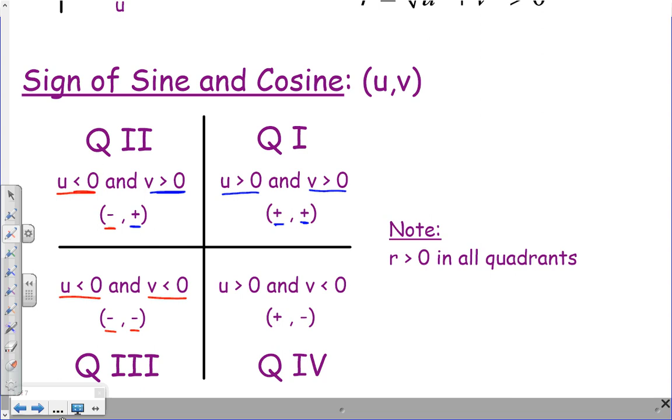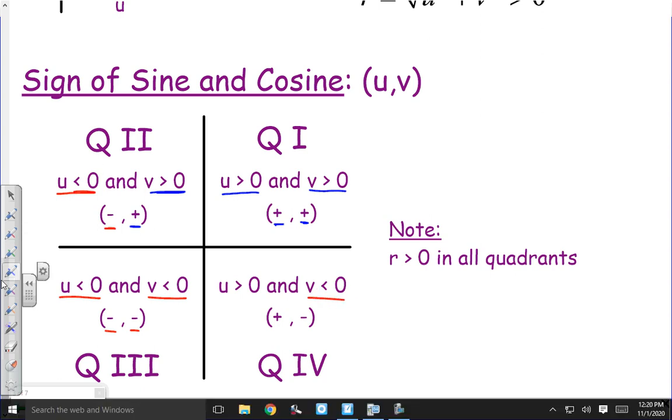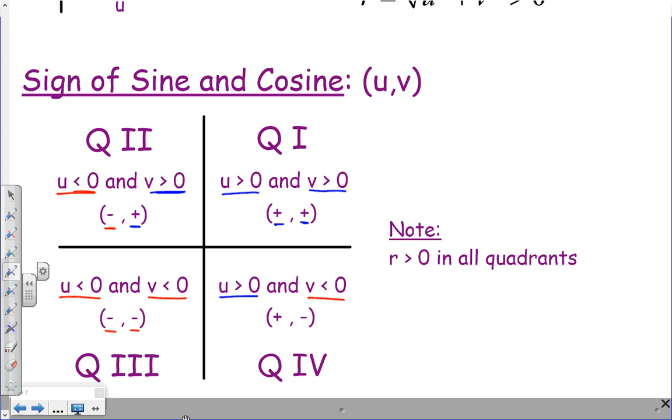And finally, if I wrap around to the fourth quadrant, quadrant 4, we have that just V is negative, but now our horizontal is positive. The U value is positive, and that's what we know about the fourth quadrant. Your x values are positive there, but your y values are negative. Or again, you could write this as an ordered pair and just say that the first number is positive, but the second number is negative.